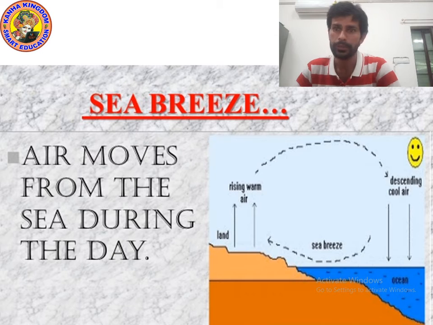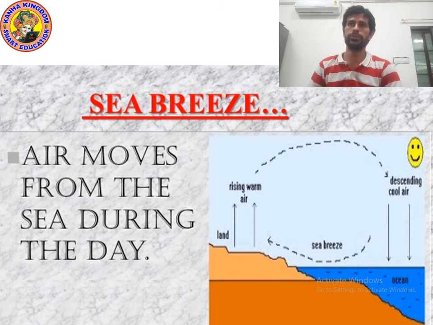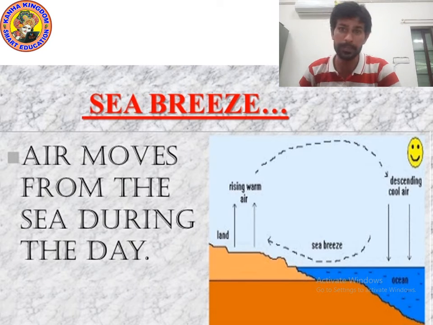I hope you understood. As you can see in the diagram, you can draw the diagram. I am giving you 10 seconds. So kids, I hope you understood. So what is sea breeze? The process of transferring hotter air from land to sea and colder air from sea to land during the day.